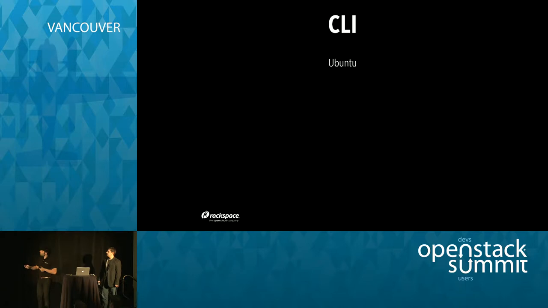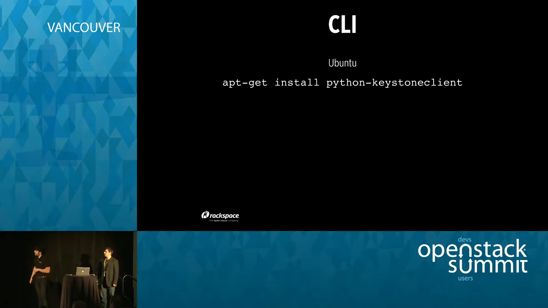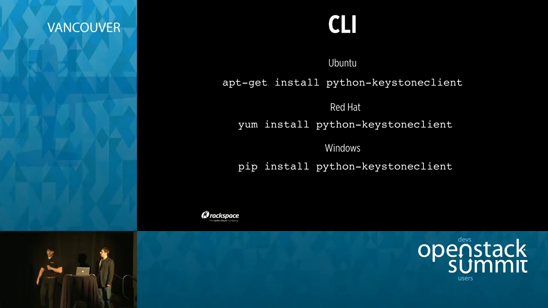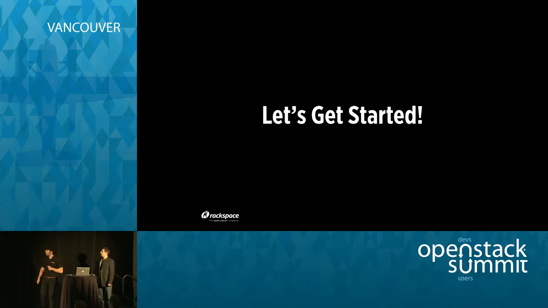So we hop onto an Ubuntu box to get the Keystone client. You would actually do apt-get install python-keystoneclient. On Red Hat, you would do yum install python-keystoneclient, and on Windows with Python installed, you do pip install python-keystoneclient. All right? So, are we ready? Is everybody okay? Is everybody inside? You ready? Okay. Awesome.